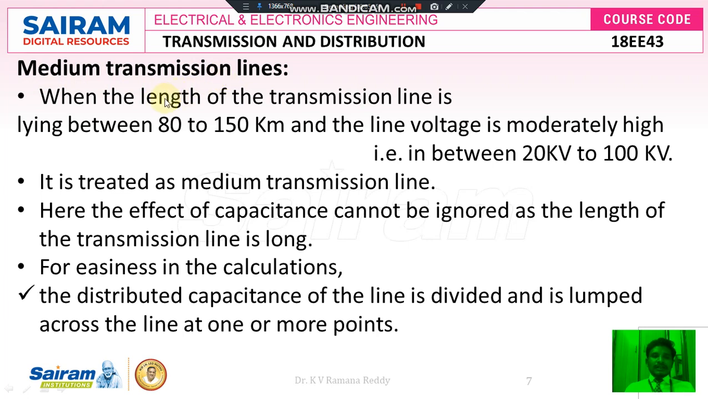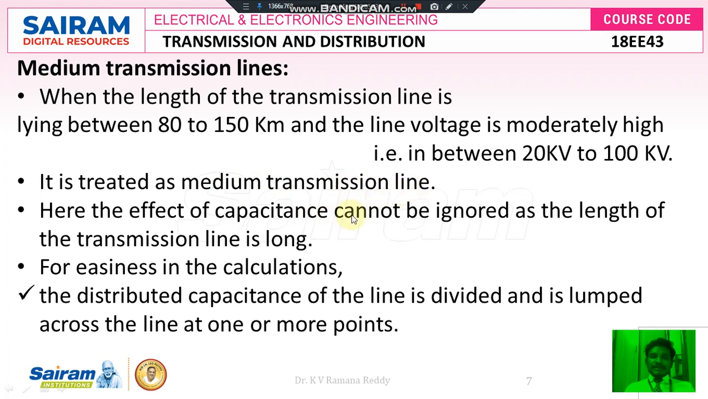The length of a medium transmission line lies between 80 to 150 kilometers, and the line operating voltage is moderately high, between 20 kilovolts to 100 kilovolts. So medium transmission lines are those whose length lies in the range between 80 to 150 kilometers, and whose operating voltage lies between 20 kilovolts to 100 kilovolts. That's why it is treated as a medium transmission line.